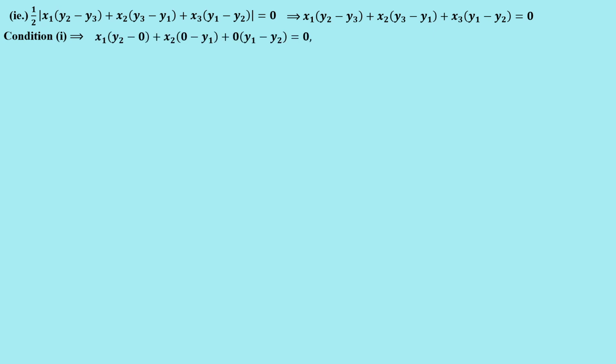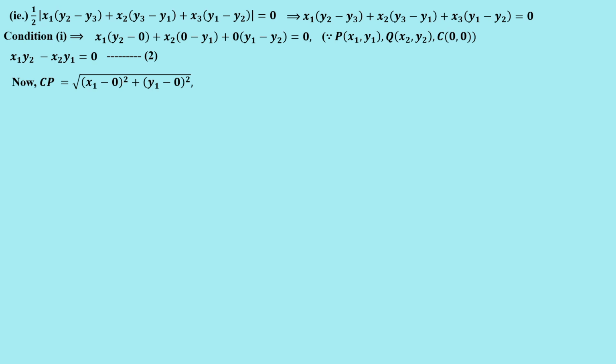So condition 1 implies all are collinear, so (x1, y1), (x2, y2), (0, 0), that is C, P, Q, all three are collinear. Substituting the values: (x1, y1) is (x1, y1) and (x2, y2) is (x2, y2), but (x3, y3) is the origin (0, 0). Substituting, x1 into (y2 minus 0) plus x2 into (0 minus y1) plus 0 into (y1 minus y2). So you will get x1 y2 minus x2 y1 equal to 0. That is equation number 2.